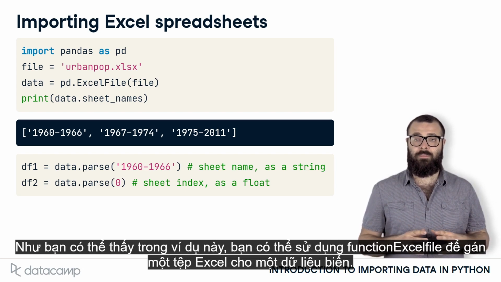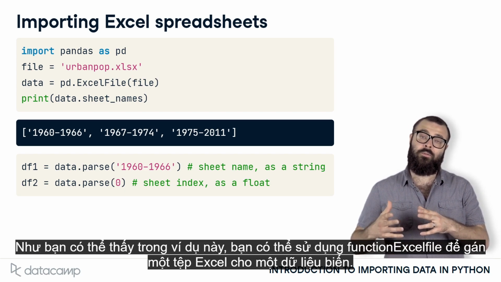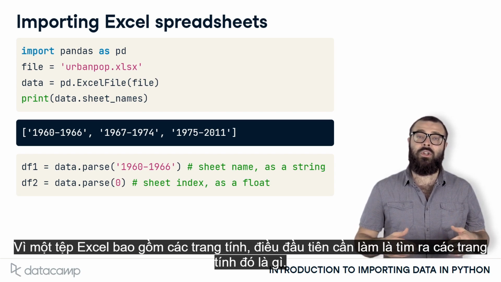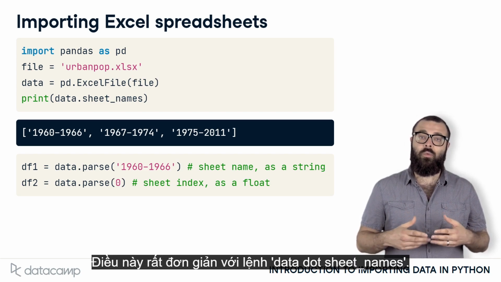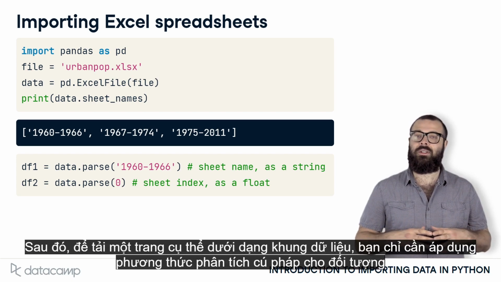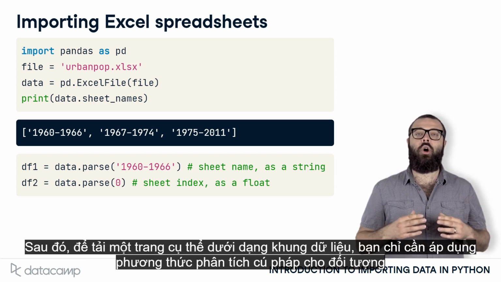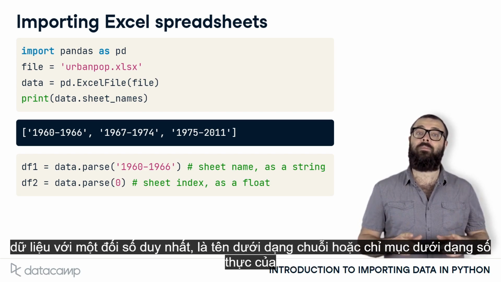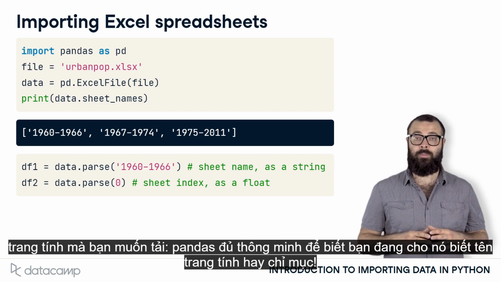As you can see in this example, you can use the function ExcelFile to assign an Excel file to a variable data. As an Excel file consists of sheets, the first thing to do is to figure out what the sheets are. Now this is straightforward with the command data.sheet_names. To then load a particular sheet as a data frame, you need only apply the method parse to the object data with a single argument, which is either the name as a string or the index as a float of the sheet you wish to load.